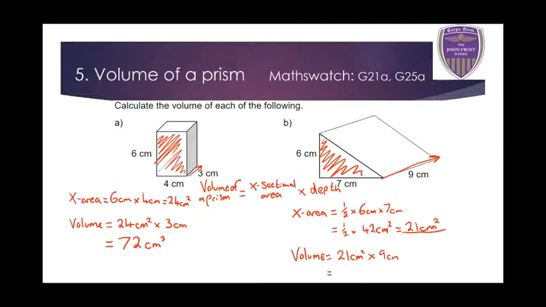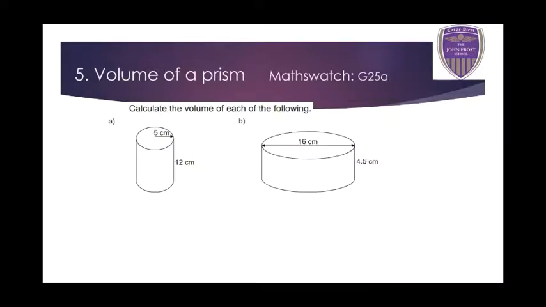Okay, then if you use a calculator, 21 times 9, you should get 199. Oh, no, sorry, 189. Sorry. 189 centimeters cubed. Okay, so that's how you find the volume of prisms. Okay, so one more topic. We're going to find the volume of cylinders now. Okay, so let's have a look.